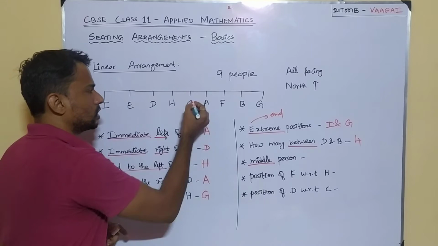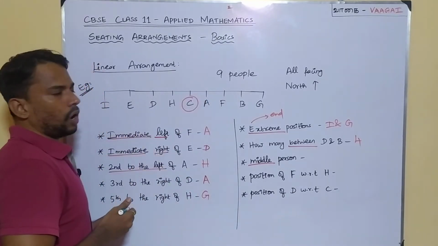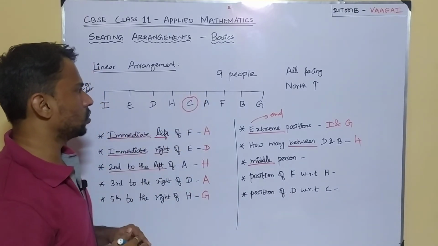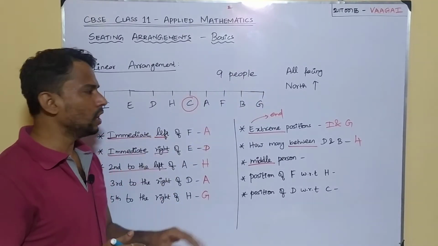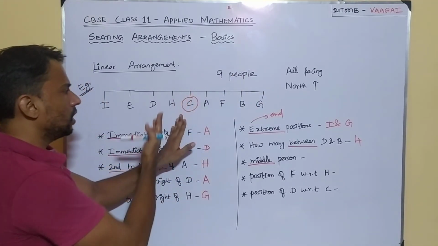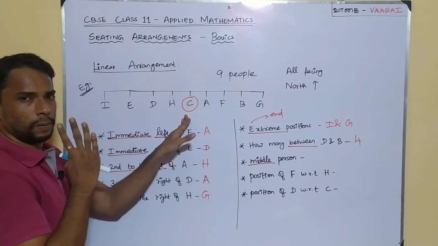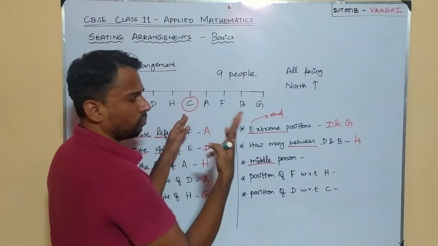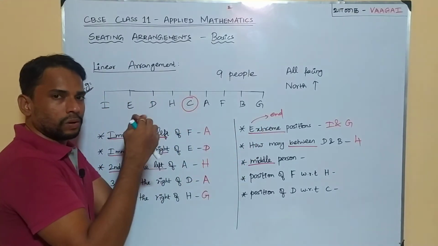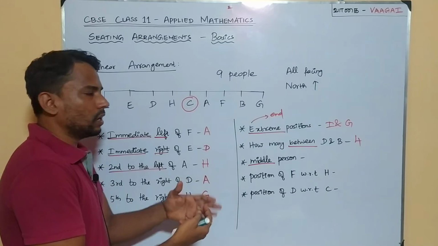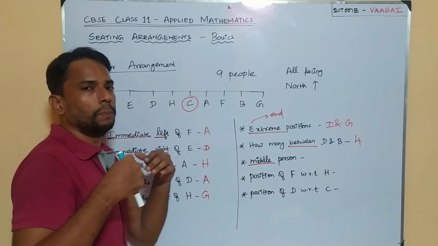Okay, yes. So I'll just round that C and show you how it is middle. It's very easy for us to understand. Totally 9 people are there, right? So except C, if you see, C's left hand side there are 4 people, and C's right hand side there are 4 people. So from this itself you can easily visualize that C is going to be the center, I mean the middle person.